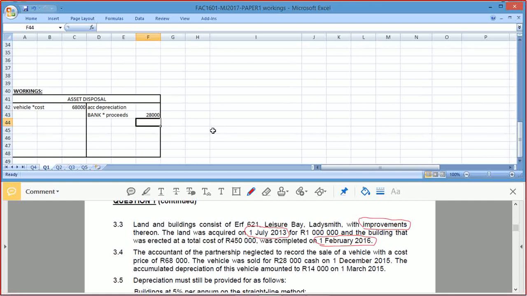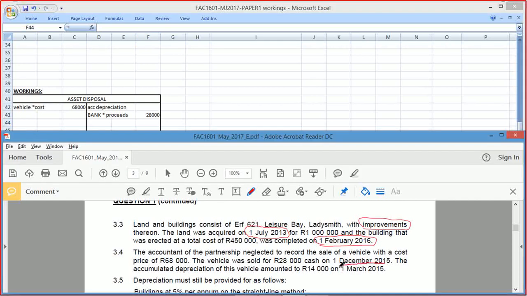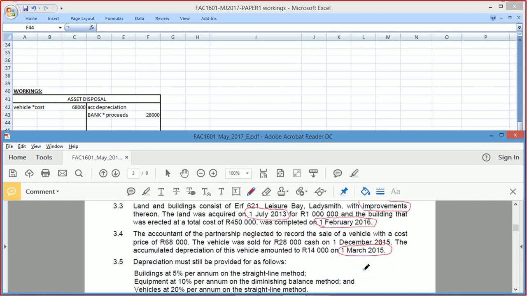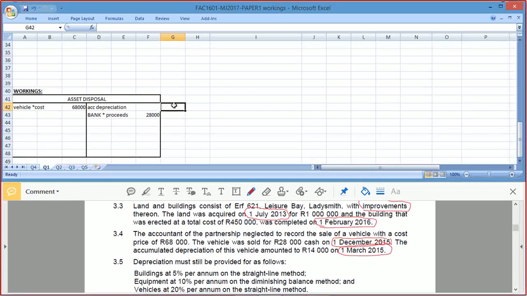It wasn't even a year old. Well, when did you buy this? This was bought in the past, do you agree? Okay, you've got accumulated depreciation for the beginning of the year, right? Must I still provide for depreciation during the year? Yes, because that's the 1st of December. So this accumulated depreciation is going to be the 14,000 plus depreciation for part of the current year.